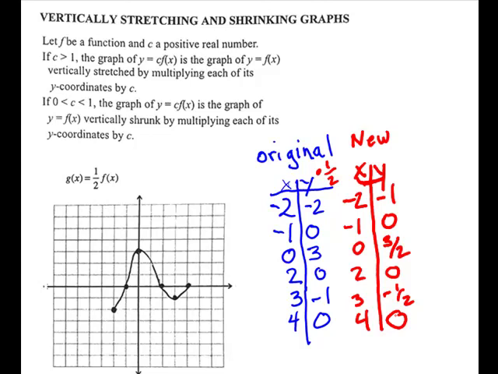All right, so negative 2, negative 1. Negative 1, 0. 0, 3 halves, which will be 1 1/2. So don't go over, but go up 1 1/2. 2, 0. 3, negative 1/2. And 4, 0.